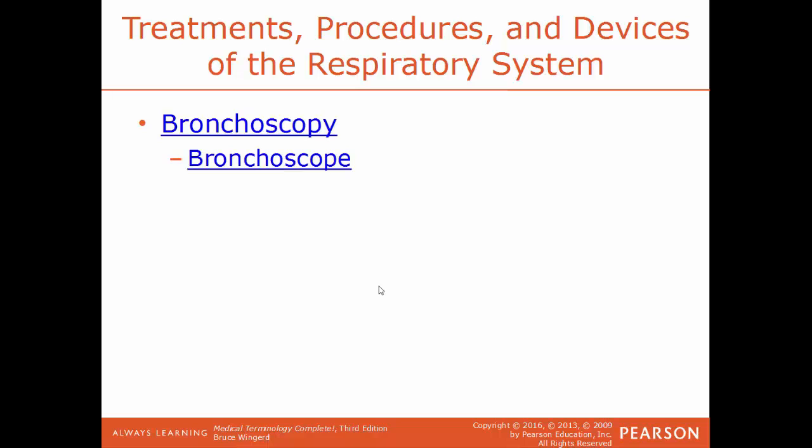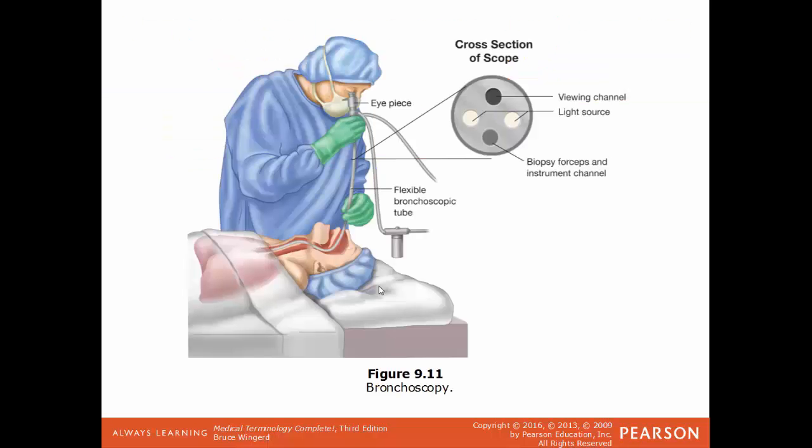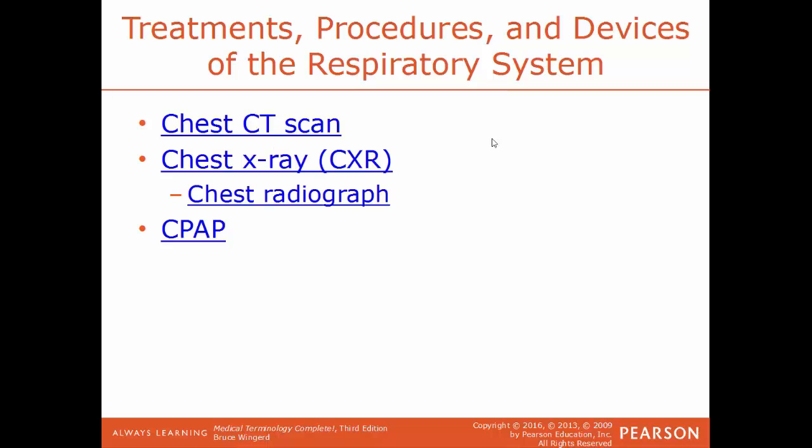Our next term, bronchoscopy. This is a visual exam of the bronchial tree and the bronchioles. The tool they would use to do this would be a bronchoscope. Here's an illustration of how that would work. The whole process that you're seeing here would be bronchoscopy, and the tool being used right here by the doctor would be the bronchoscope. A long, thin tube is inserted into the nose, up to the sinuses, and down the trachea into the lungs. Their next term, a chest CT scan.